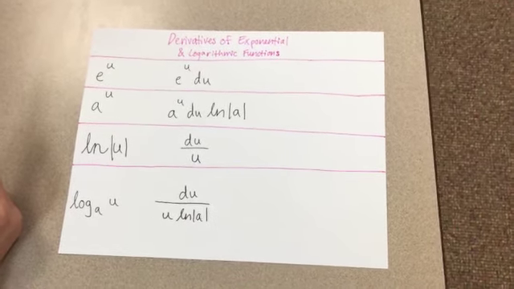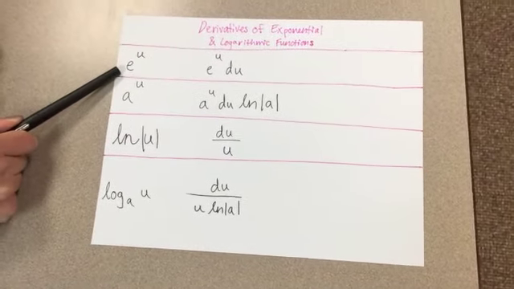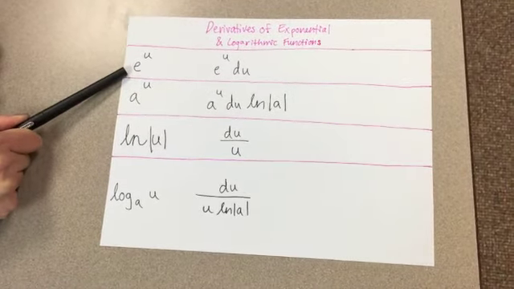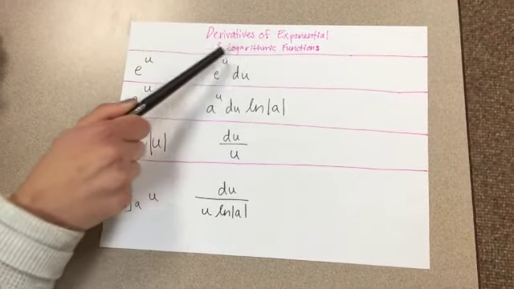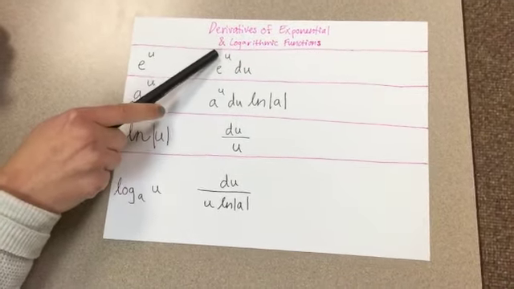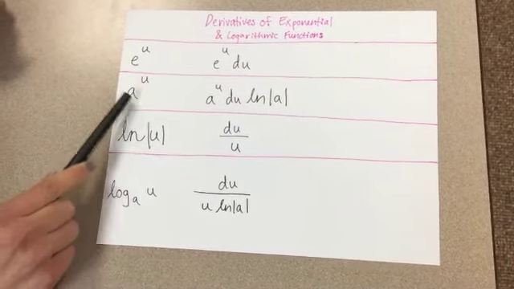First, let's start with derivatives of exponential and logarithmic functions. Here we have e to the u. The derivative of e to the u is e to the u du. So whatever you have here also stays there, and you make sure you take the derivative of the u for that answer. And then next we have a to the u.